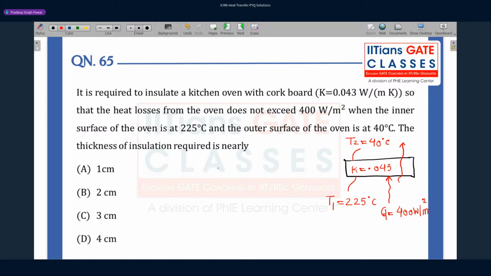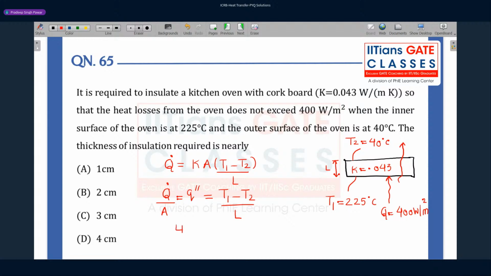Let's apply the Fourier's law of heat conduction. Q dot is K A T1 minus T2 by L. And L is something which we need to find, which is the thickness of this insulation. Let's say this is L for us. So Q dot by the area, this becomes your heat flux, and this is given by K times T1 minus T2 by L.